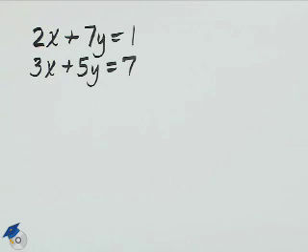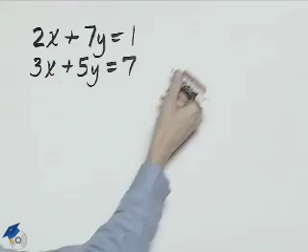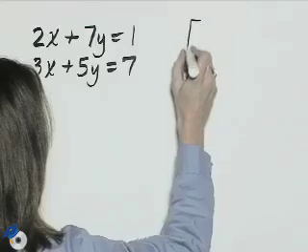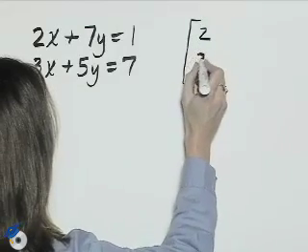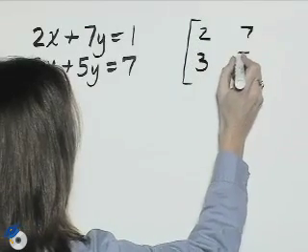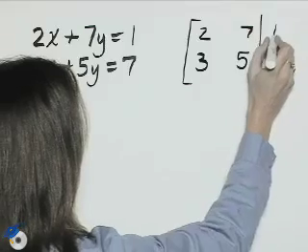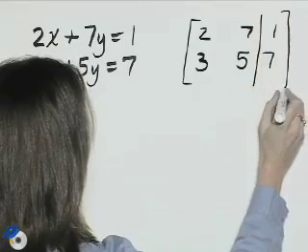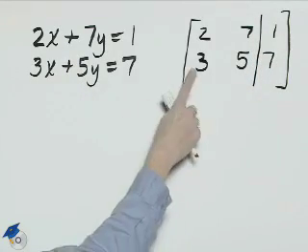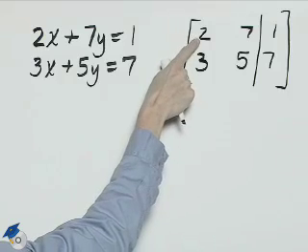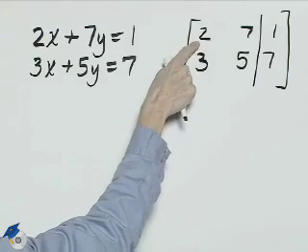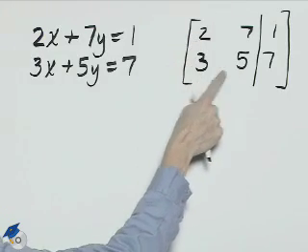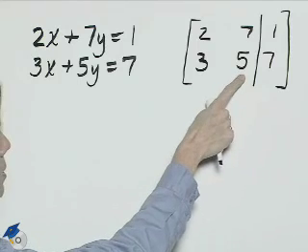We're going to solve this system using matrices. We're going to set up the matrix first. We'll have 2, 3, 7, 5, and 1, 7. Now, in order to solve this by matrices, we need to have this first row, first column, a 1. Underneath that should be 0, and next over here, this needs to turn into 1.